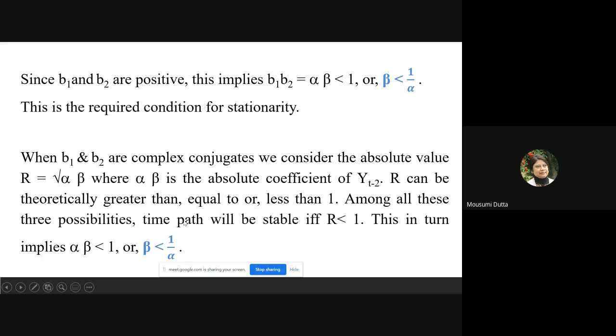So if the roots are real, then the stability condition is beta less than 1 upon alpha. If the roots are complex conjugates, then also the stability requirement is beta less than 1 upon alpha. Yesterday, I didn't mention this part, okay? So be careful about all the possibilities, because roots may be real, roots may be complex conjugates, and when we define stationarity, we should define it in terms of both possibilities, when the roots are real and when the roots are complex conjugates.